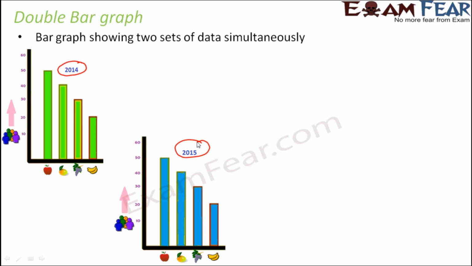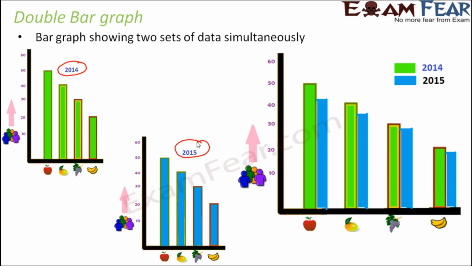Now if I say that I want to do a comparative analysis between the 2 years, I want to see how the liking for a particular fruit increased or decreased over that 1 year from 2014 to 2015. Now the moment we talk about comparative analysis of two sets of data, we will have to represent those two sets of data in the same graph. Only then we can compare, right? Only then it will be an apple to apple comparison. So that is where we make use of double bar graphs, and a double bar graph looks somewhat like this.